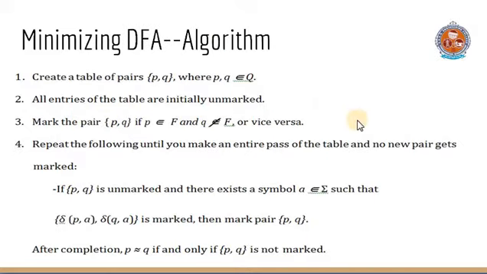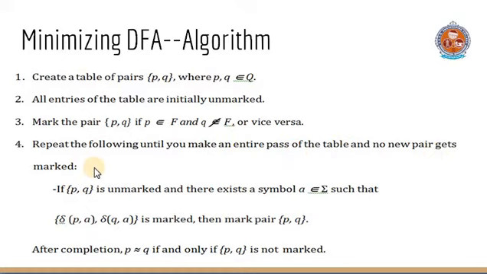This is the algorithm used for the minimization process. First of all, we create a table which contains all the pairs PQ, where P and Q are all the states. All the entries in the table are initially unmarked. Now mark the pair PQ if P belongs to F and Q is not in final states, or vice versa. That is, we have to mark all the pairs in the table denoting one final state and one non-final state.